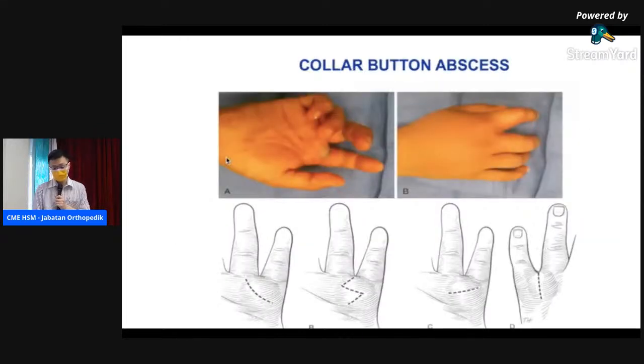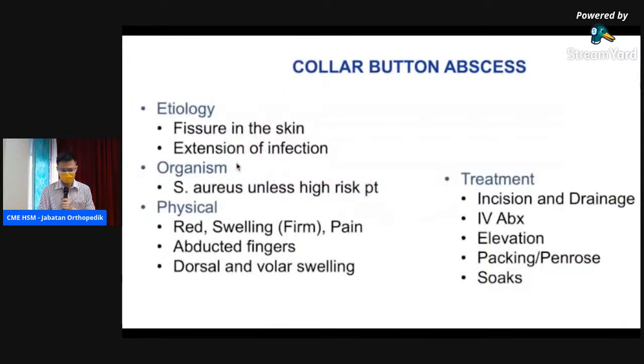Collar button abscess is another type of hand infection. This is less commonly seen, but we need to be aware of it because it is located in the web spaces. When the web spaces are swollen and the fingers are abducted away from each other, it means that some collection is there at the web space. So don't turn the patient away. Study their hand, take the proper history, and make sure if there's an infection, drain it properly. There are a number of ways that we can do the incision as well.